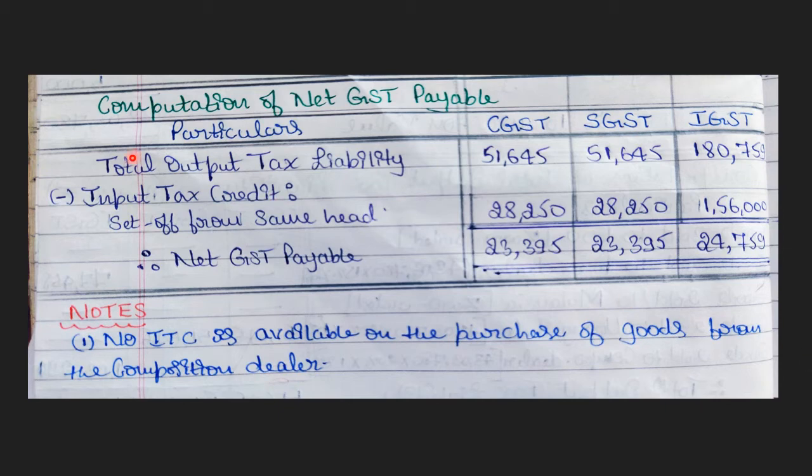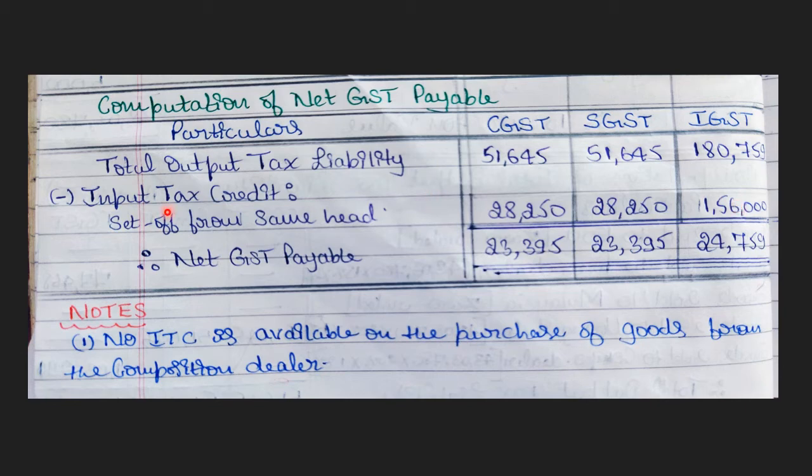We have to consider the total output tax liability. This part is there in part 1. I have provided a link of part 1 in the description section. Kindly click on the link and see the calculation, how we have arrived at these values. And the input tax credit we have calculated here. If you take the CGST tax liability, she has a CGST input tax credit of 28,250, which we have calculated previously, so that she can use to offset that. So that I have done here. Then the SGST input tax credit was the same amount, 28,250, and IGST was around 1,56,000 input tax credit.